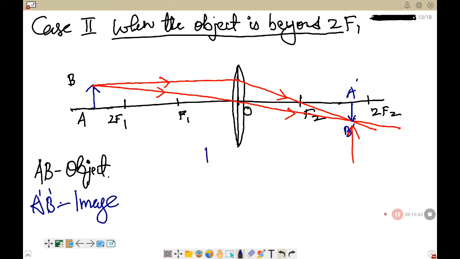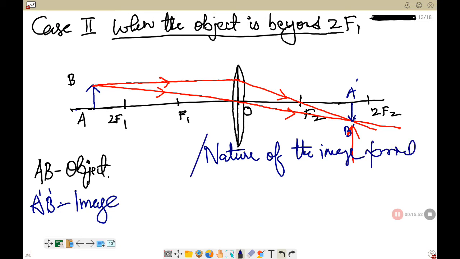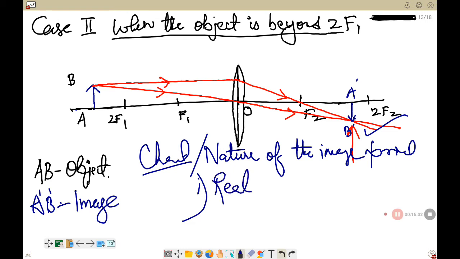Now I'll write the nature of the image. Nature of the image formed, or I can write here characteristics. Okay, number one, the rays are actually intersecting, actually meeting. Yes, so when the rays are actually meeting, it's a real image. So the image formed by the rays which are actually meeting, or the refracted rays which actually meet or intersect each other, then the image so formed is called a real image. So here the first nature I can write is real image.